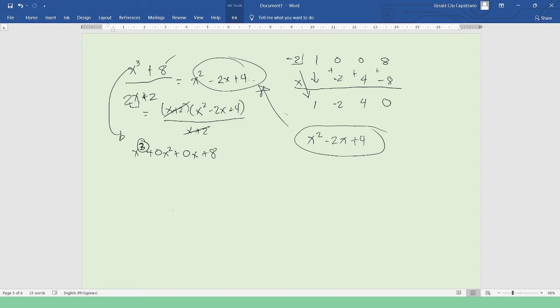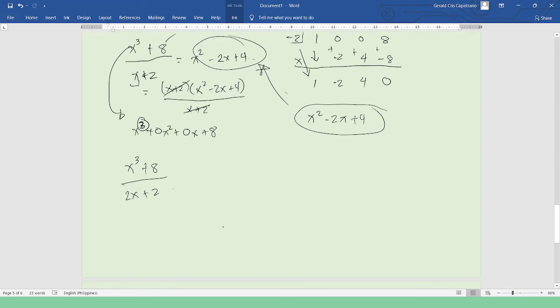Try muna natin na halimbawa, x cube, burahin natin to, baka mag-cause ng confusion. X cube divided by, i-divide natin siya ng medyo magulong number. Let's say, sige, pwede na yung 2. Let's say we have 2x plus 2. So, paano natin gagawin yan? Basically, ang pwede nyo gawin dito, i-alter nyo yung equation. So, let's say, mag-long division muna tayo para ma-confirm natin kung ano ba muna yung magiging sagot.